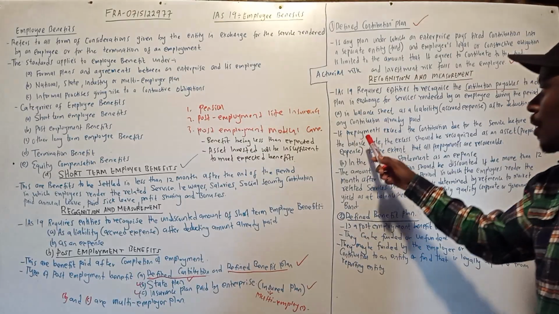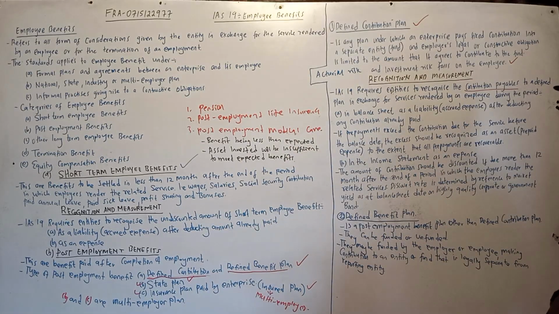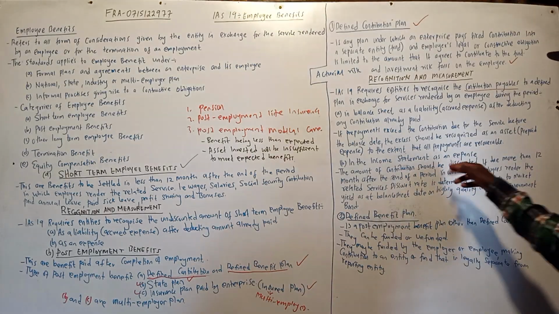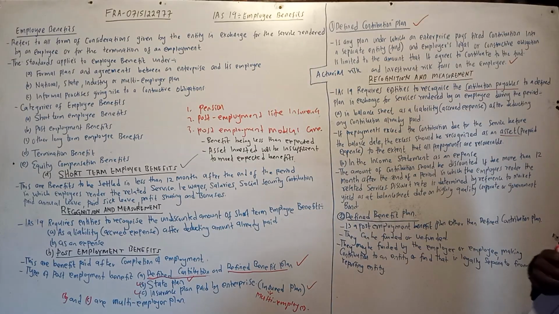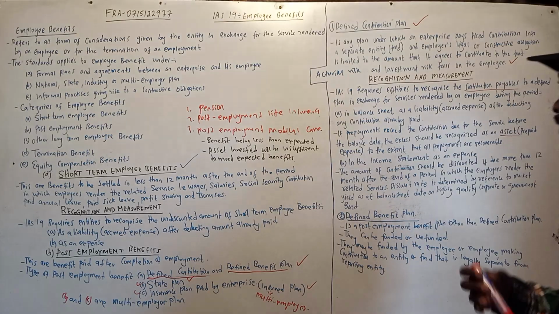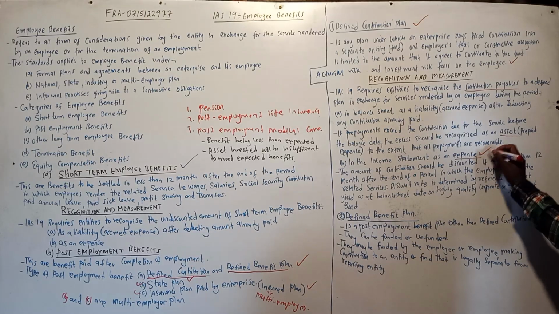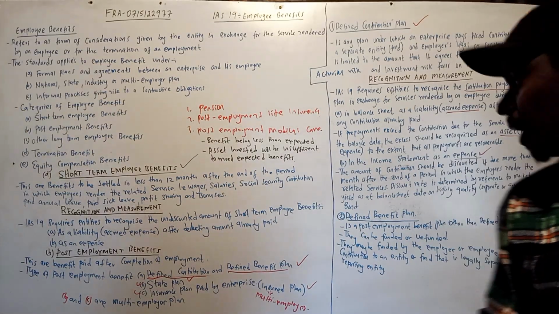Number two, if prepayments exceed the contribution due for service before the balance sheet date, the excess shall be recognized as an asset. Remember, prepayments are assets. And then, in the income statement, it is recognized as an expense. That is the accrued expense, which shall be recognized as an expense in the income statement, and as a liability in the balance sheet.